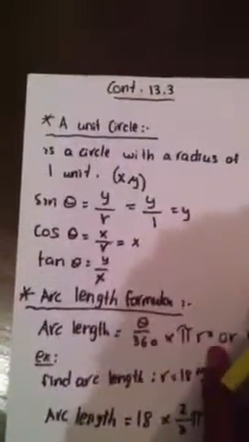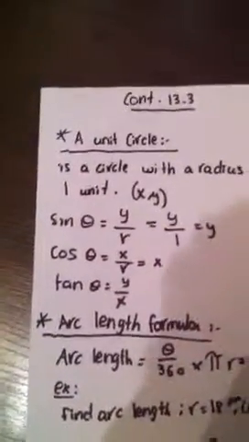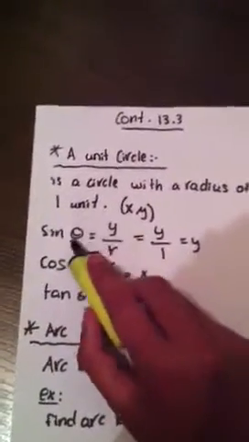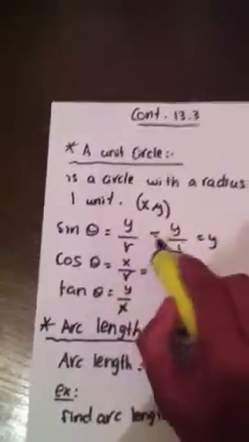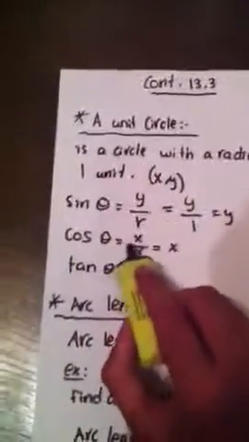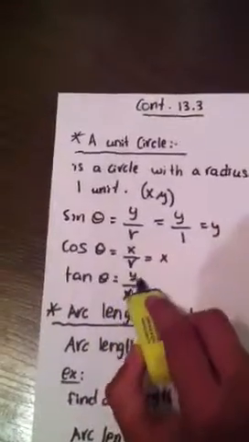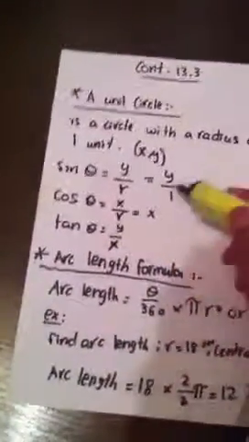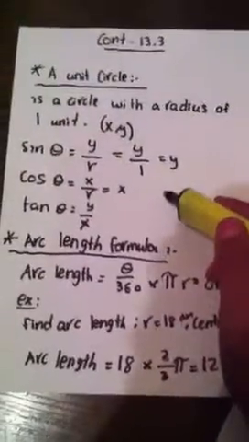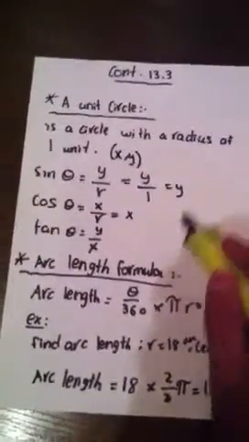Now we will move on to continuing 13.3. Very simple rules. We will be explaining what a unit circle is. A unit circle is a circle with a radius of 1 unit. For example, sine theta is y over r, that's y over 1, equal to y. Cosine theta is x over r, x over 1, equal to x. And tan theta is y over x. Now this is not a really important part. We will not be using it a lot this quarter.